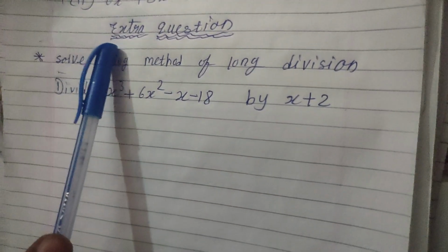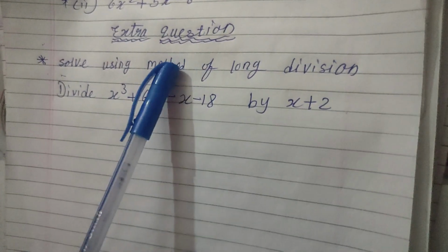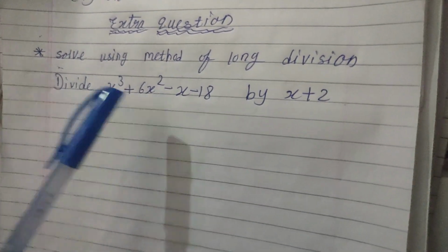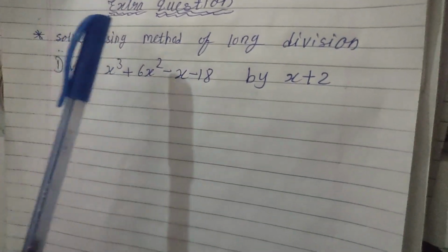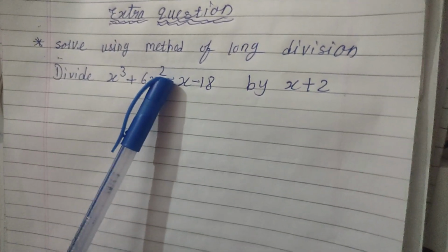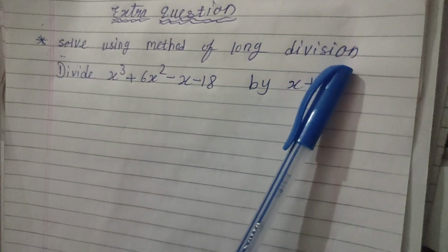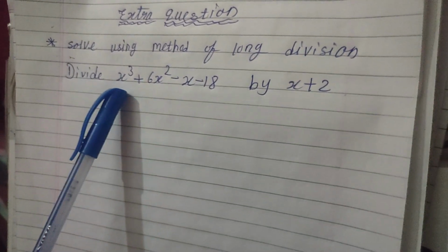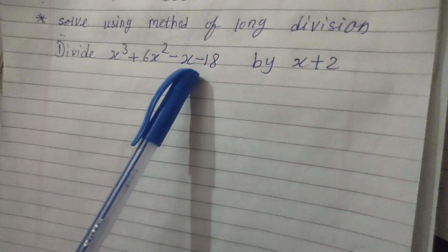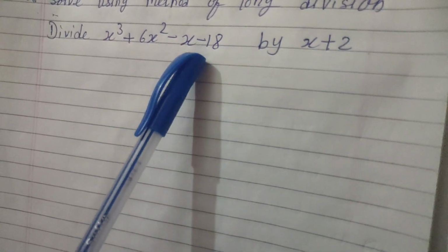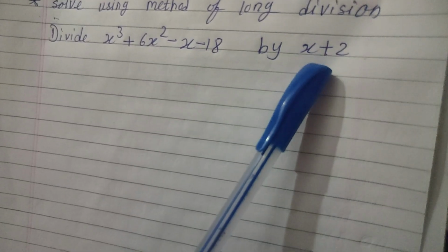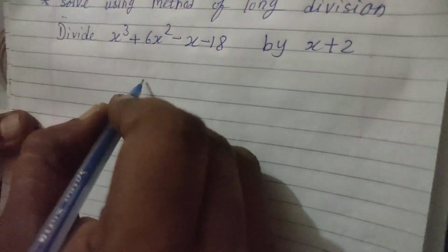Now after question 4, you have to write this question, extra question, which we already did in the 8th standard. But again, just to revise that I am doing, because this is necessary for the 5th question. So solve using method of long division. So you have to divide the cubic polynomial, that is x cube plus 6x square minus x minus 18 by x plus 2. So this you already know.